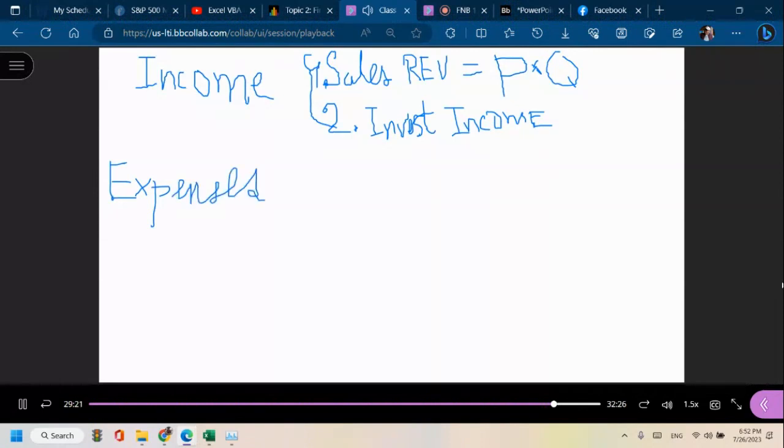Now some people might ask, what about rental income? Think about it. Those are just small subcategories of investment income. The company can use their profit, invest their profit into the stock market or bond market or even real estate, right?